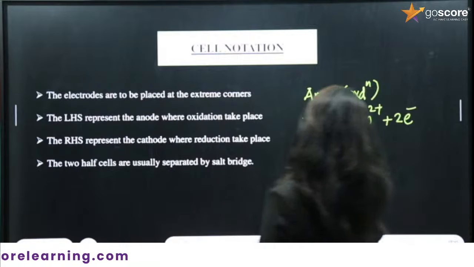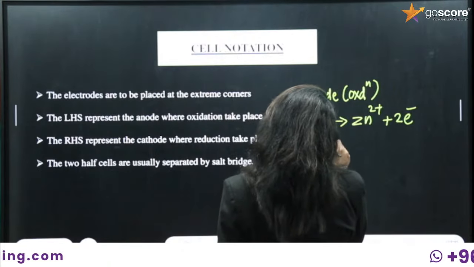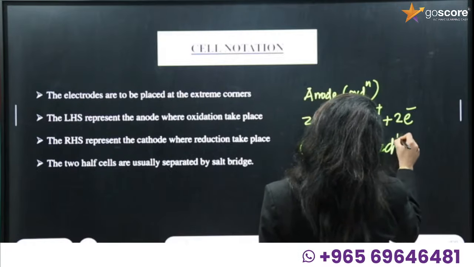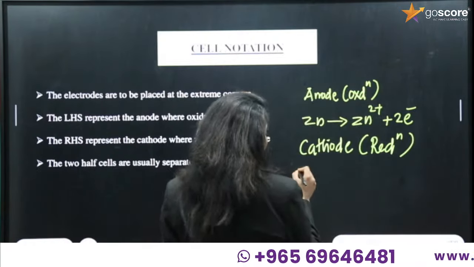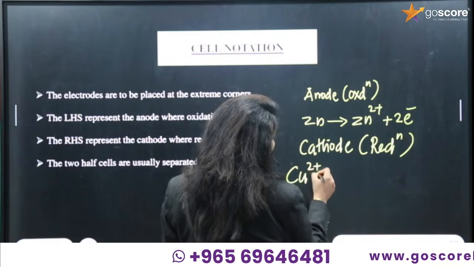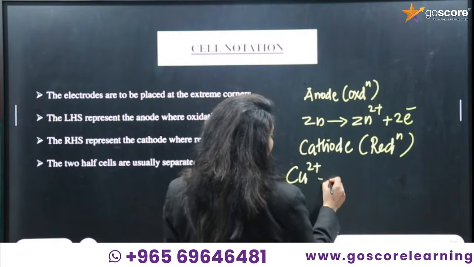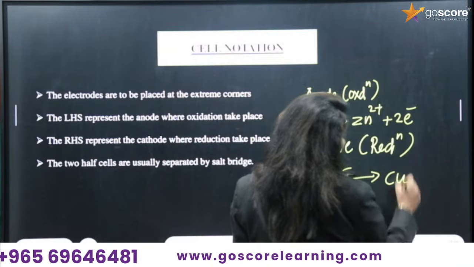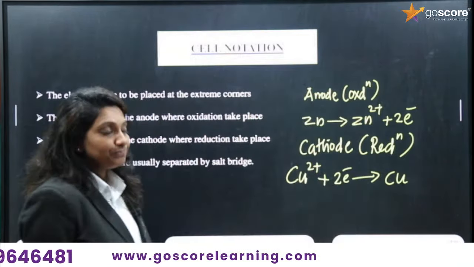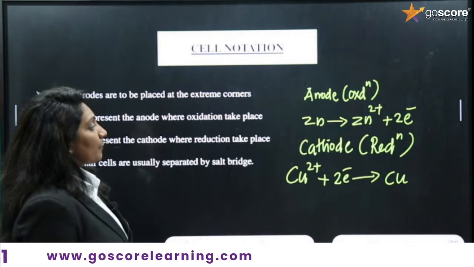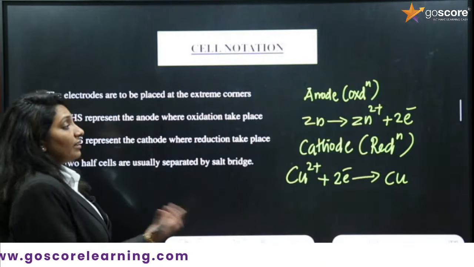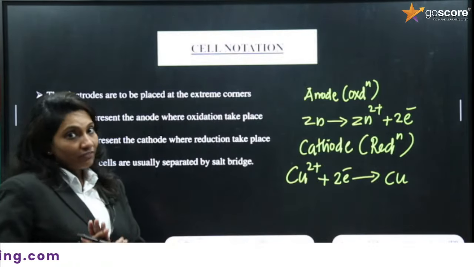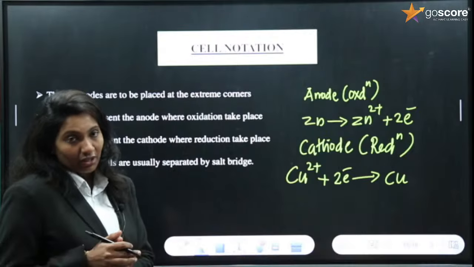And at the cathode, reduction takes place. What happens there? The Cu2 plus undergoes reduction, meaning gaining of electrons. The Cu2 plus accepts 2 electrons and is converted to copper. Now, how can I represent this galvanic cell? In a galvanic cell, we know that there is a salt bridge.